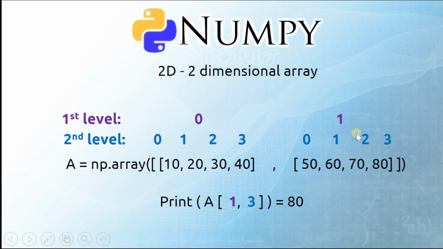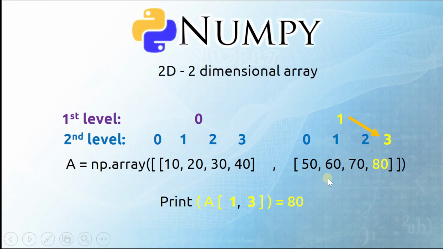Now here in this example you have print A[1][3]. 1 is the second element, the value at position 1, which is this vector here, 50, 60, 70, 80. So print A[1] alone will give you this line, but A[1][3] will give you, out of this vector, the value at index 3, which is 0, 1, 2, 3, 80.